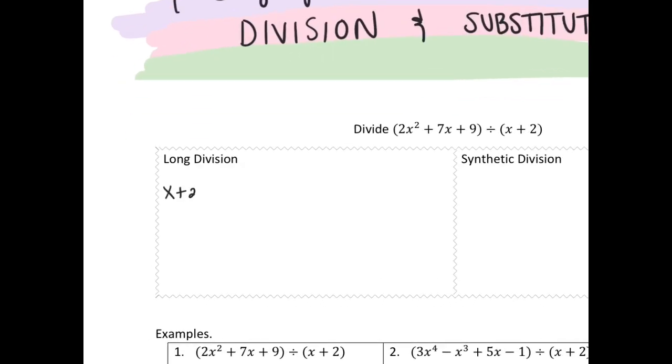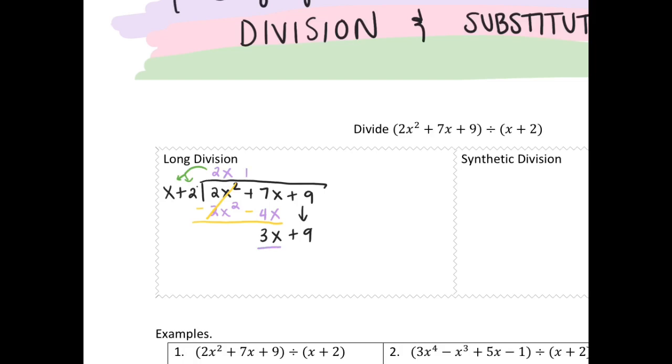Before I show you the synthetic stuff, what I want to do is go back through the long division piece. So when we go to set up, we ask ourselves, what do we multiply x by to make 2x squared, which would be 2x. Then multiply it by the polynomial up front, draw the line, change the signs, it cancels out, we get 3x, drop the 9, start over. So then what do we multiply x by to get 3x? We need a 3. Multiply it by the polynomial up front, draw a line, change the signs, and we get 3.